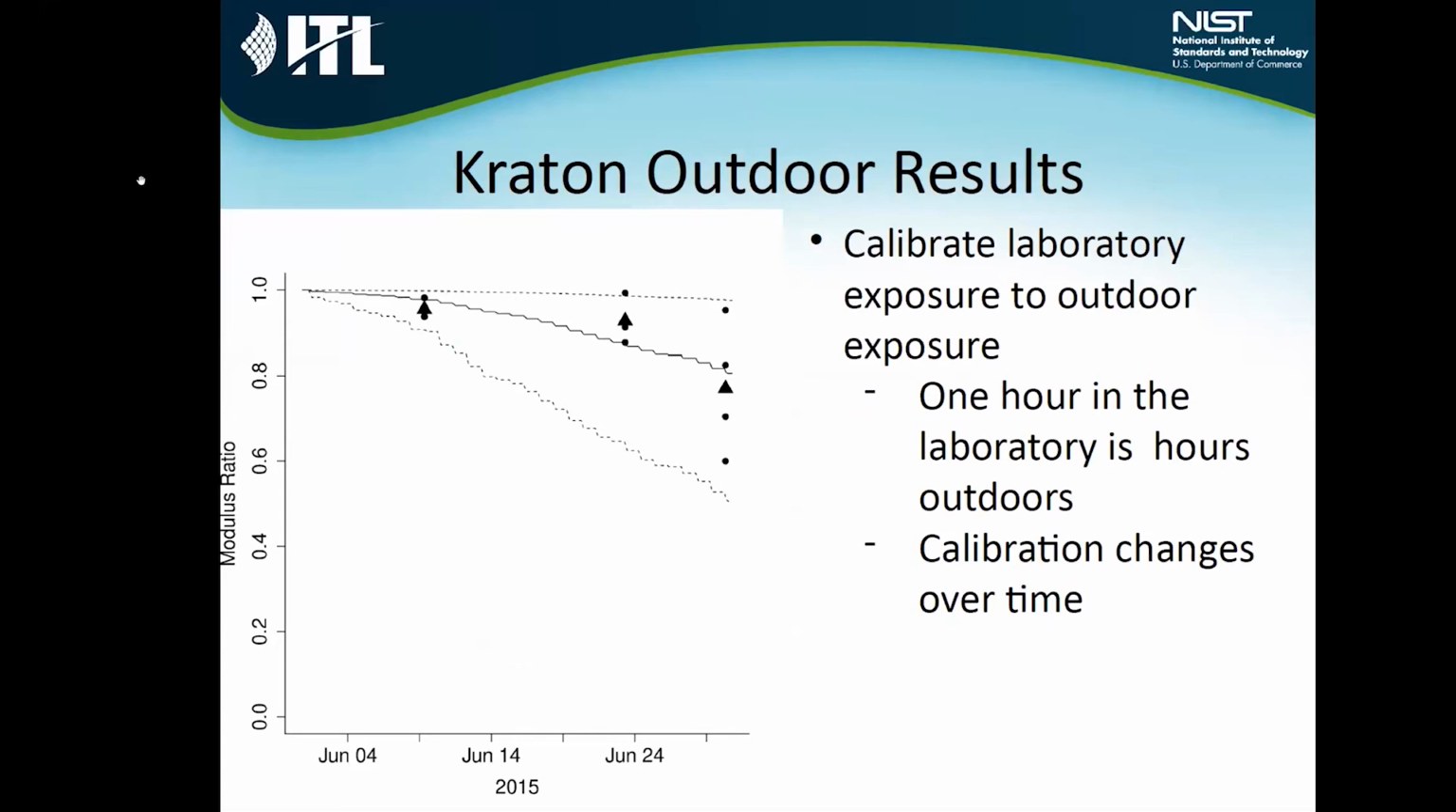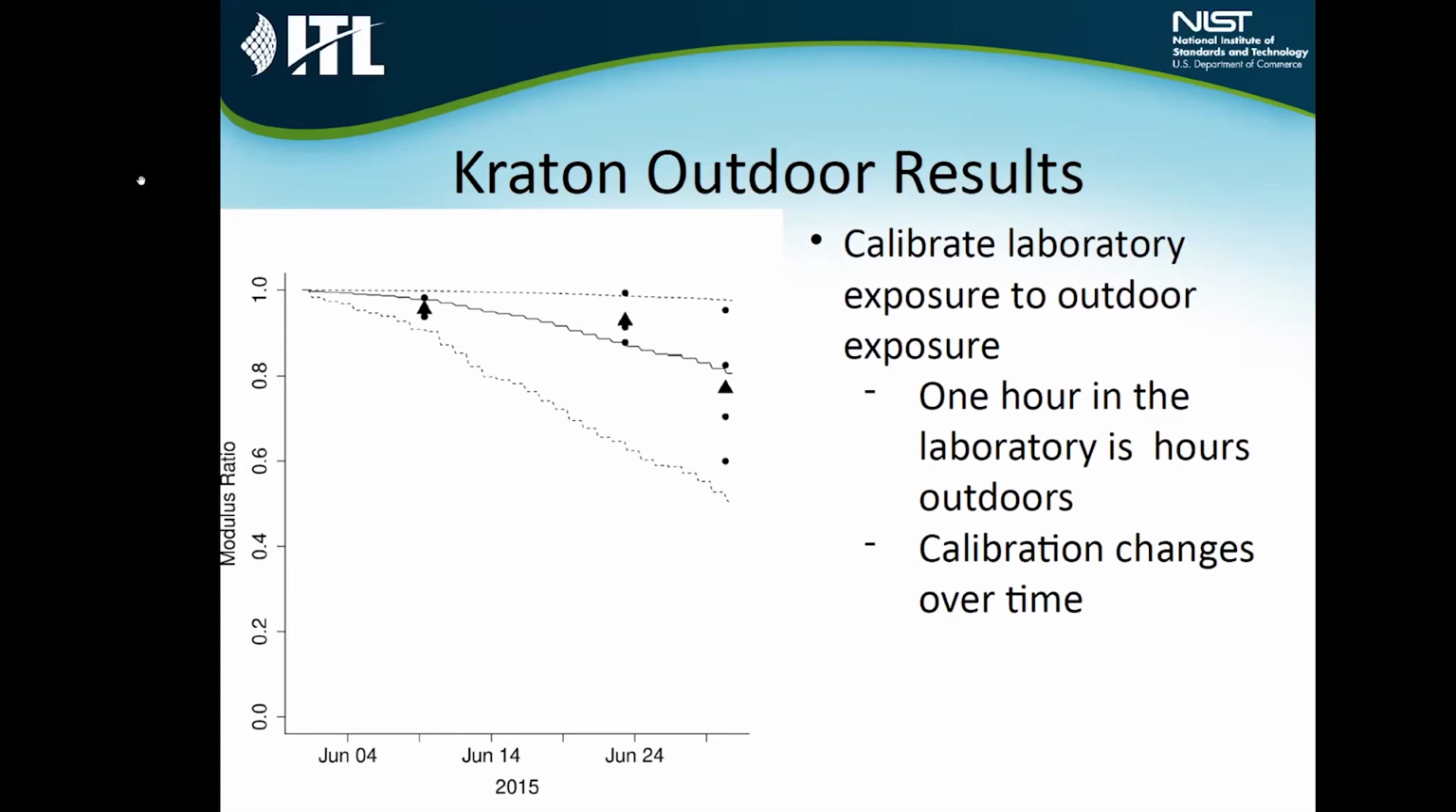The vertical axis on this plot represents degradation, a particular metric for degradation, and the horizontal axis is time. The points are the measures of outdoor degradation, the measurements of degradation on samples weathered outdoors. The solid line is our prediction of that, and the dashed lines are a prediction interval. So the predictions match what was seen outdoors pretty well.